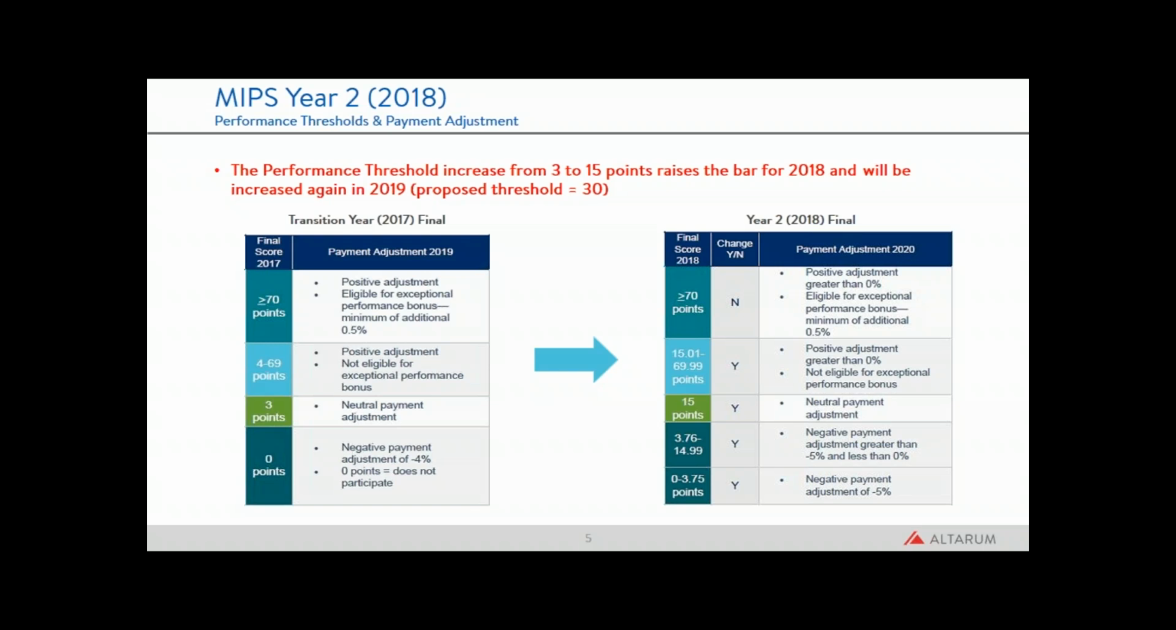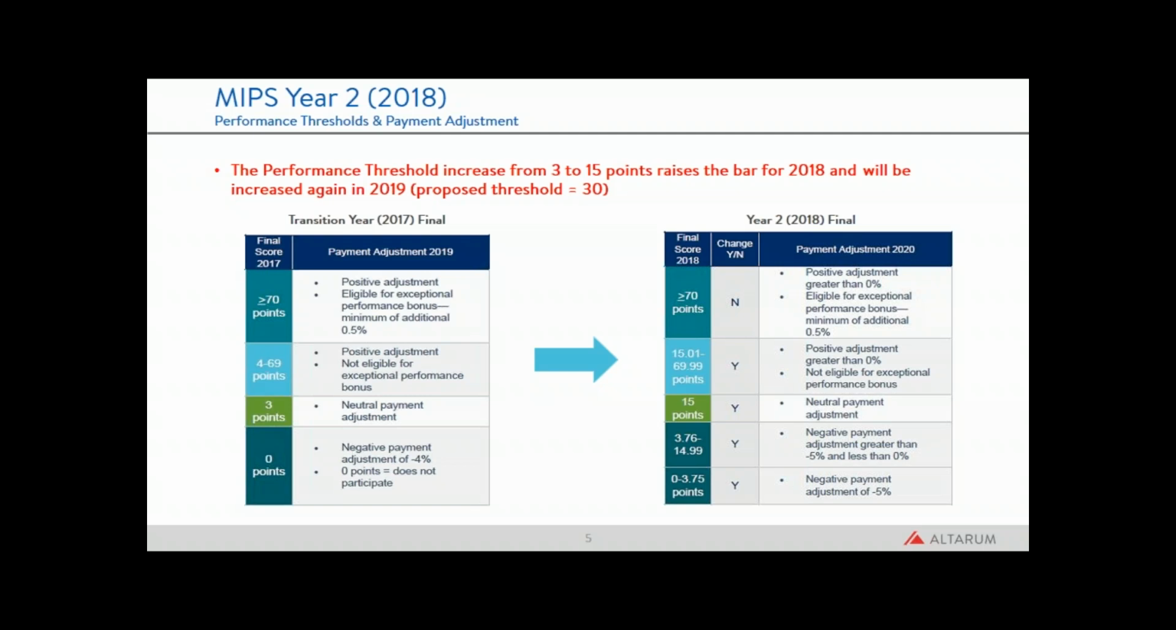Right now, the proposed threshold is 30 points for next year. I suspect that will get finalized later this year, but we won't know that for certain until the final rule comes out, probably around November-ish or so. And then from there, we're going to see it go up year after year. In a few years, it's going to become the average performance of the prior year.